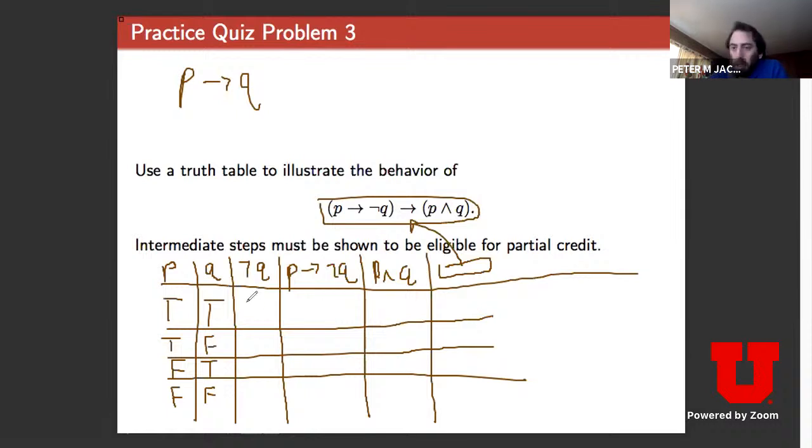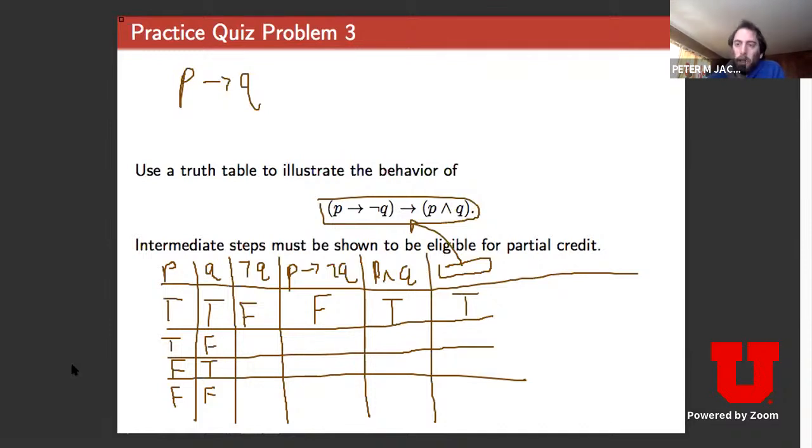So with that in mind, we'll fill out the first row of the table and maybe more. So not Q, okay, that's going to be false. And then here we have P implies not Q. Well, P is true and not Q is false. So this is the one time under which the implication is false. And then we also have P and Q. Well, P is true and Q is true, so this is true. And then finally, we have this last piece, this one implying this one. And now the hypothesis is false. So when the hypothesis is false, the implication is true. So that means this is true.